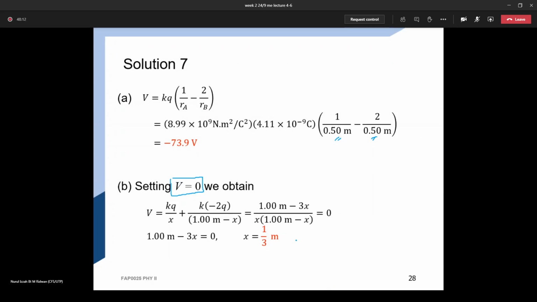So yeah, that's all you calculate. You can calculate for A and B. Okay, any questions before we go to the next example?